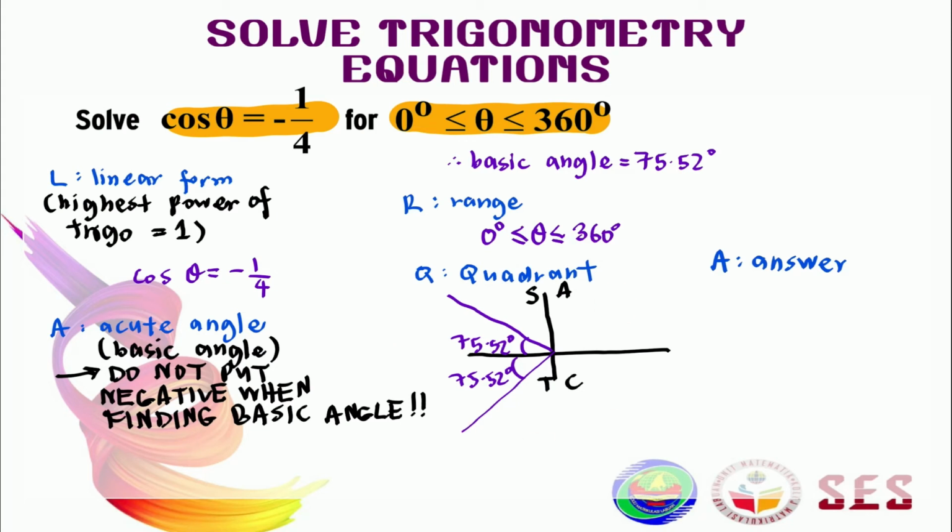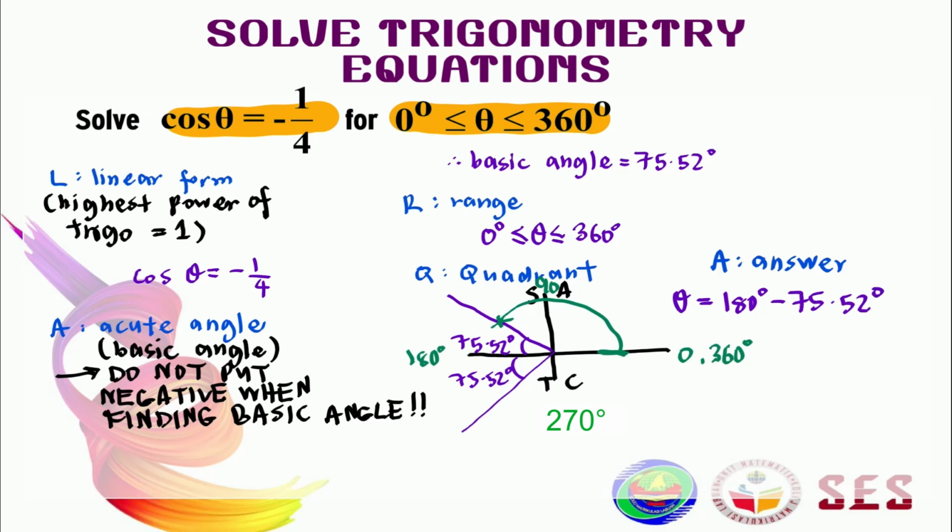Let me use another color to indicate the range here. Starting from here, 0 degree. And we know that this is 90 degree, 180 degree, 270 degree, and going back here 360 degree, and we are going to rotate this in the anti-clockwise direction. Everything that this range touches will be our answer. First, it touches here, the angle in the second quadrant. Since the basic angle is 75.52 degree, our first answer here is 180 degree minus the basic angle 75.52 degree.